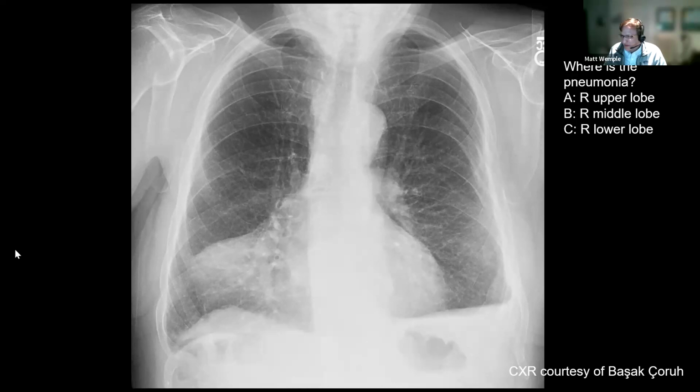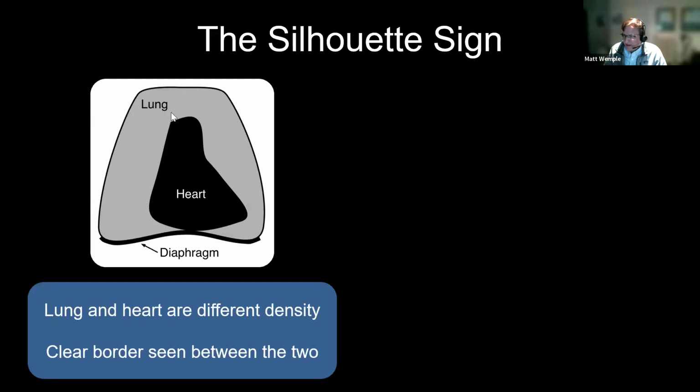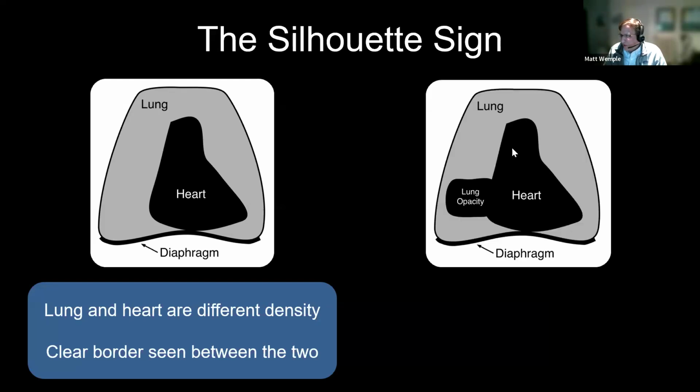So two-thirds, one-third. Excellent. Yeah, so this is where we'll talk about the silhouette sign. So the lung and the heart have different densities, right? The heart is a lot of soft tissue and the lung is a lot of air with a little bit of soft tissue. And so the lung will be more lucent and the heart will be more opacified, basically. So you can see a clear border in between those two. When you lose that clear border, that's called the silhouette sign, and that usually means there's something going on there.